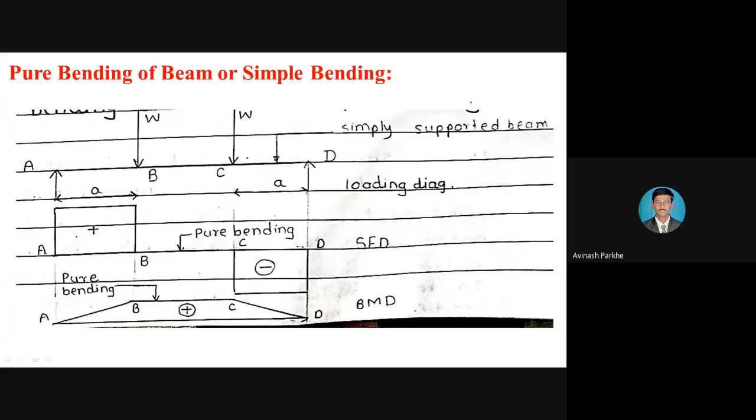Means while calculating the bending stresses in any type of beam, the effect of shear is totally neglected or it is equal to 0.